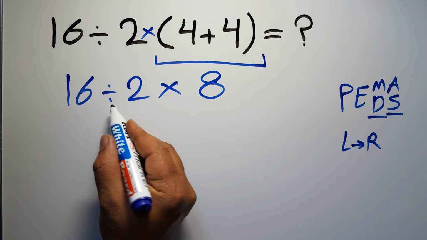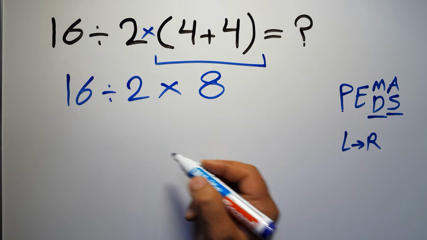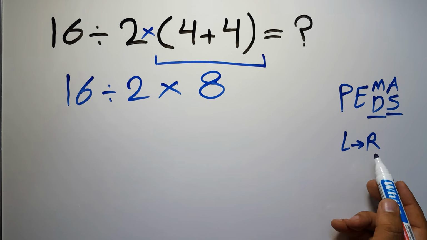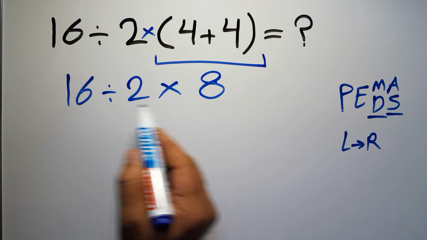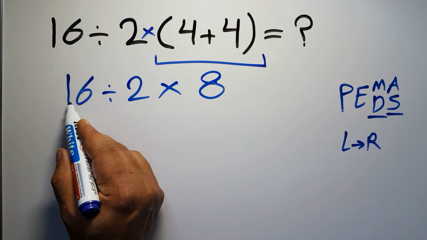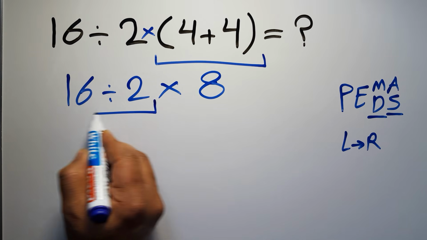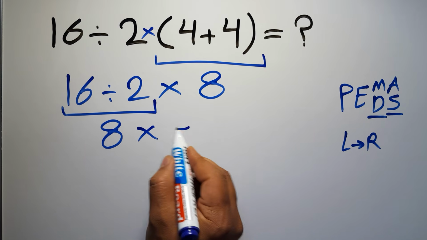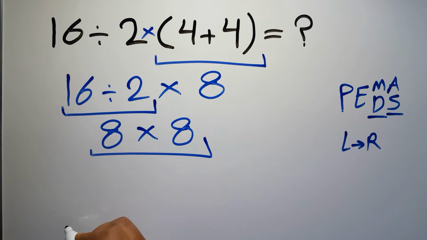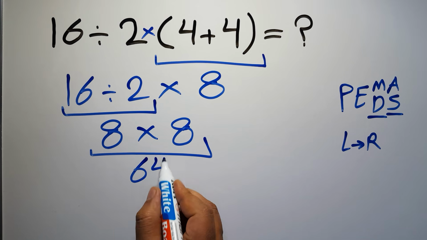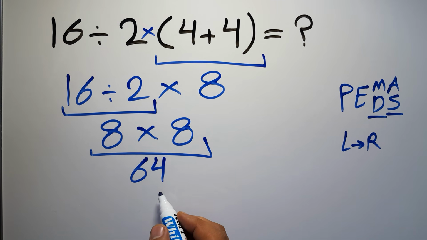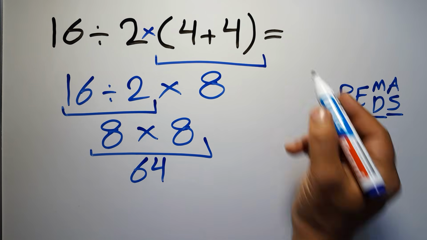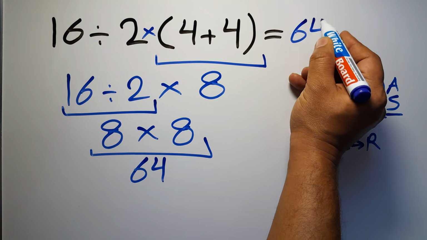Now we have one division and one multiplication. As I said, multiplication and division have equal priority and we have to work from left to right. So here, first we have to do this division. 16 divided by 2 gives us 8. So 8 times 8 equals 64. And this is our final answer to this problem. The correct answer is 64.